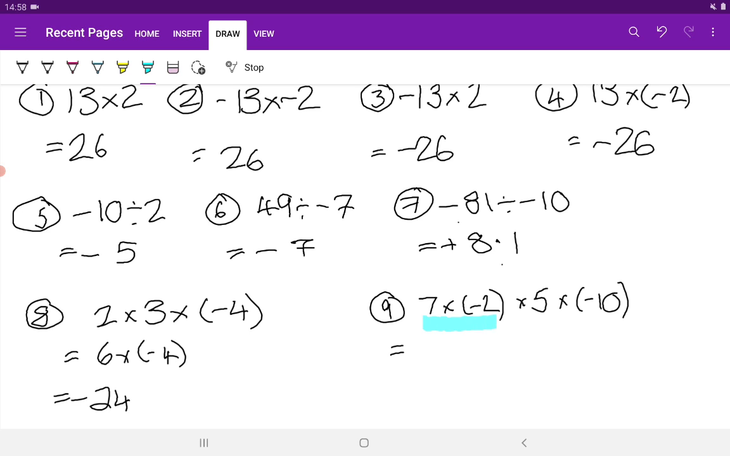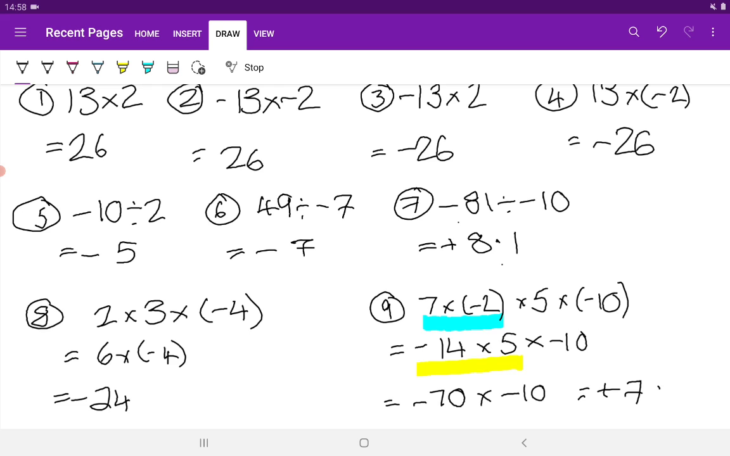So if we just do 7 times negative 2 first, we get negative 14. And then we've got times 5, and then times negative 10. Now, if we do the next part, negative 14 times 5. 14 times 5 is 70, so that's going to be negative 70. But our final step is we have to multiply that by negative 10. Negative times a negative is a positive, so we would get positive 700 as our answer.